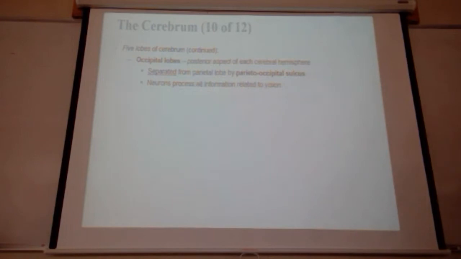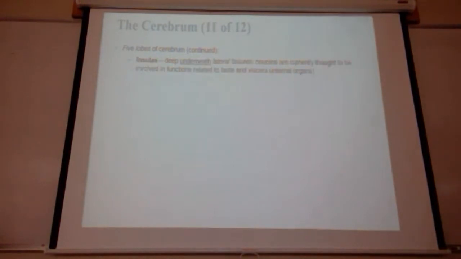The occipital lobes toward the back are the posterior aspect of each cerebral hemisphere. These are separated from the parietal lobe by the parieto-occipital sulcus. The neurons process all the information related to vision.